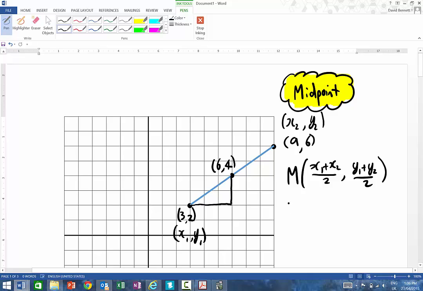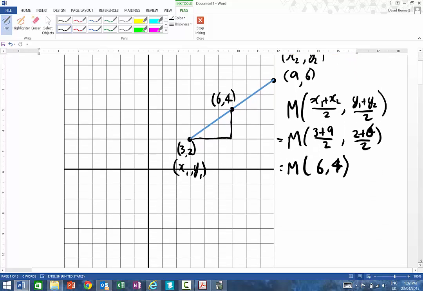Okay, let's see if this works. So M, x1 is 3 plus 9 all over 2, and then the next one's going to be 2 plus 4 all over 2. So then my midpoint is going to be 12 divided by 2 is 6, and 6 divided by 2, oh, I've put the wrong number in there, haven't I? It should be 8 divided by 2 will give me an answer of 4. Okay, so that actually works for this particular case, and that will work for any case.